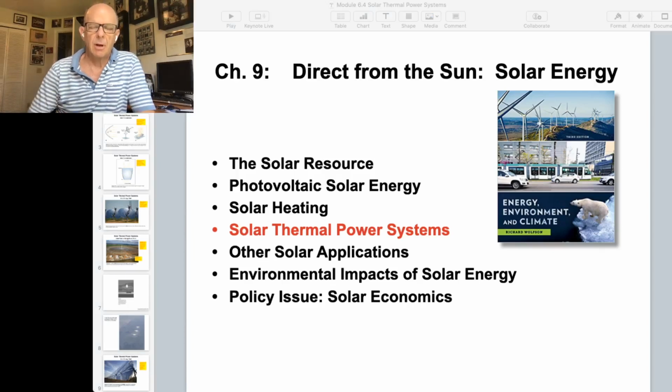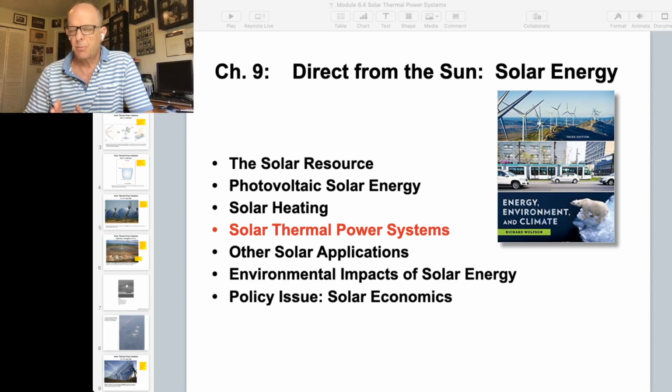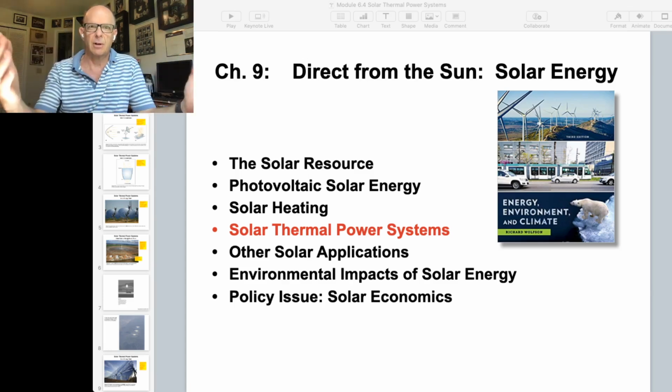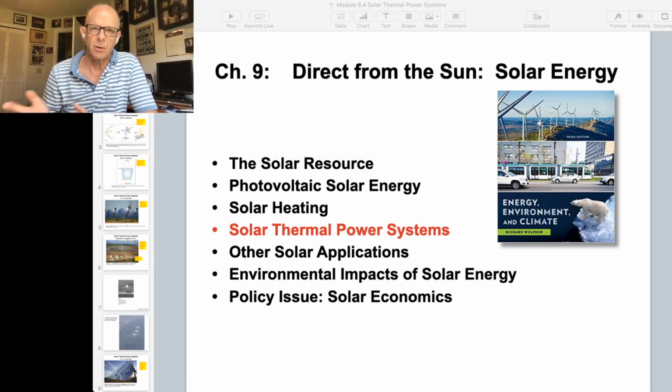The last solar technology we're going to talk about is solar thermal power systems. So we've previously talked about solar photovoltaics, which directly convert the energy of photons of light into electricity. Then solar heating, which is just sunlight warming something up. It can warm up your house. It can warm up water that you put into your pool. It can warm up fluid that you use to heat the water that you use for showers in your house.